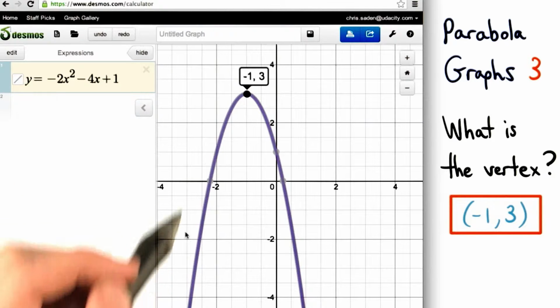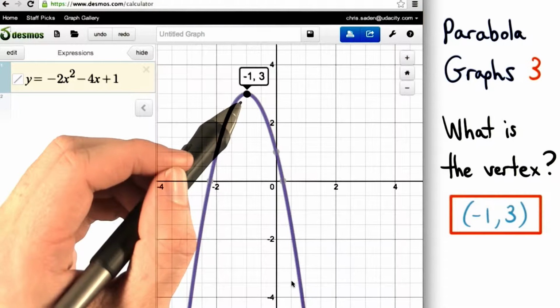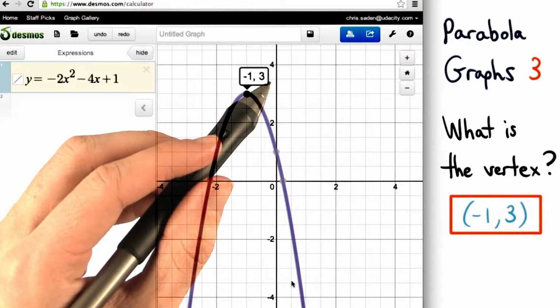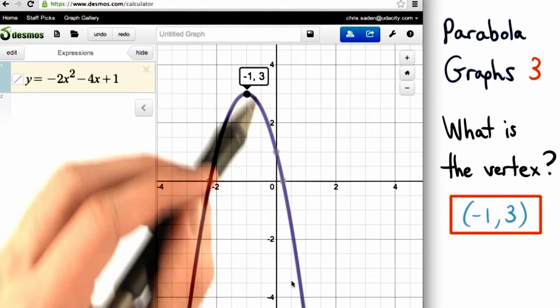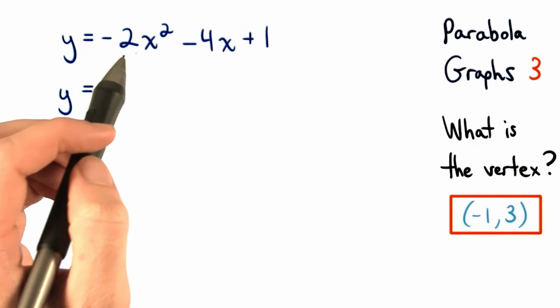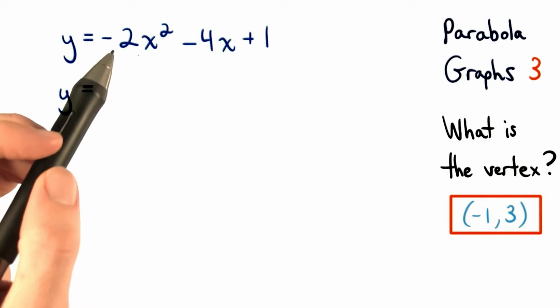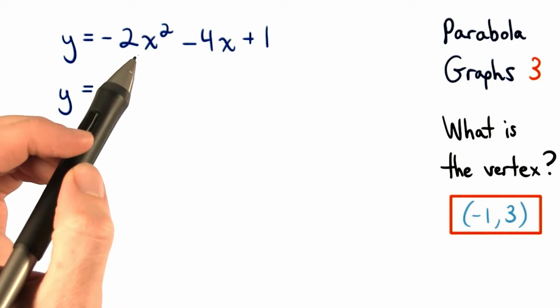This parabola will open down, and it has a vertex at (-1, 3). Excellent work if you got this vertex correct. In order to find this vertex, we need to complete the square for these x terms.